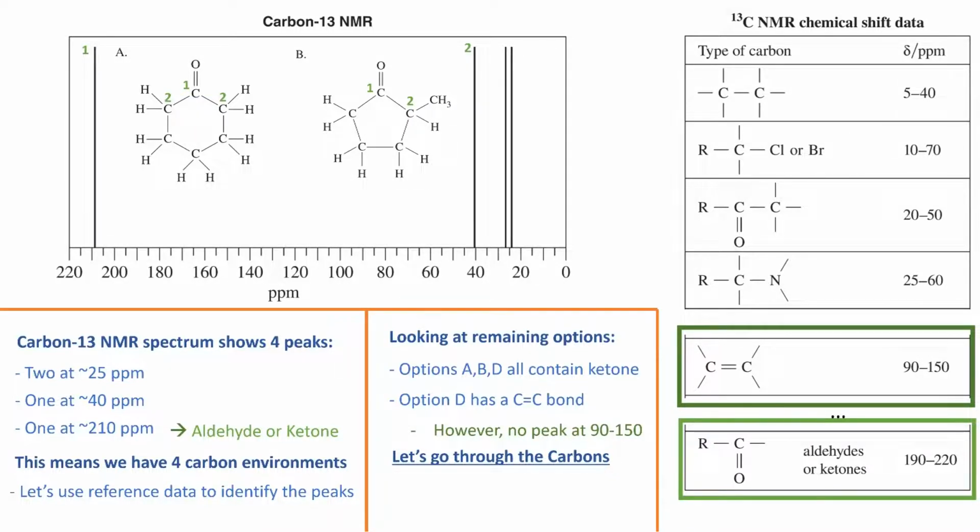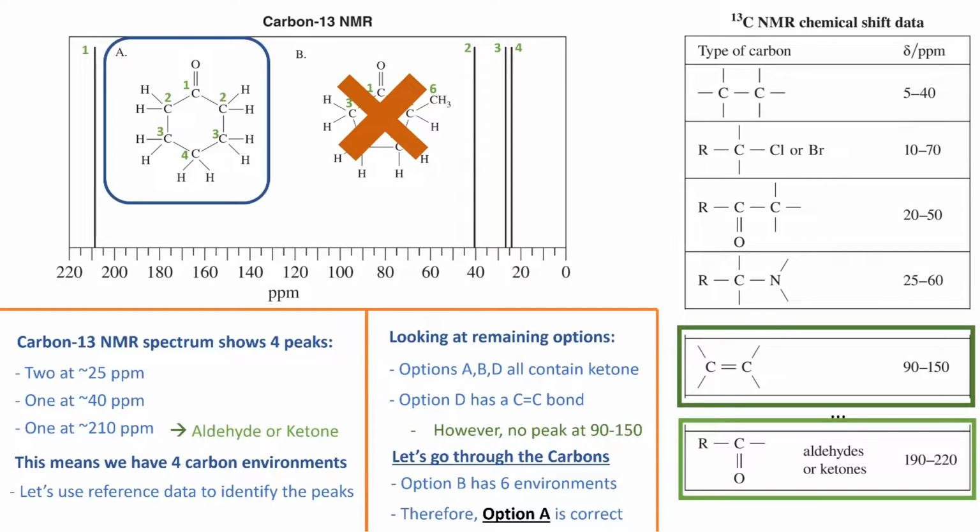The next closest carbon environment we will label as number 3, for both molecules, and then the associated peak. Lastly, carbon number 4 and the peak. We can see that we have now run out of peaks, but option B still has 2 distinct carbon environments to assign. Therefore, option B has a total of 6 carbon environments, 2 more than the spectrum allows, which means we can eliminate that option, and that option A is the correct answer.